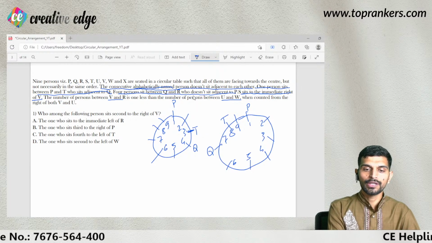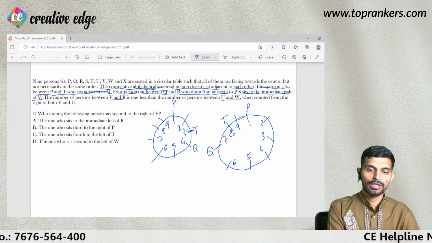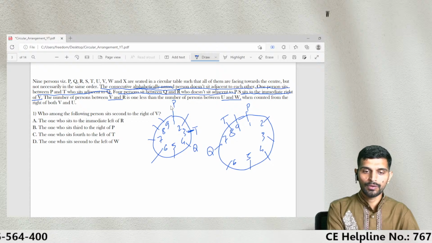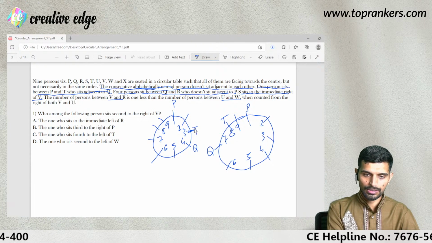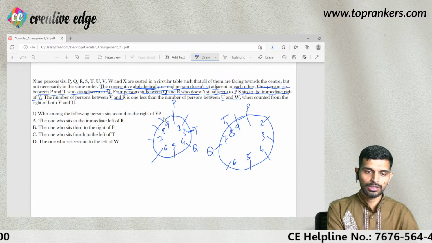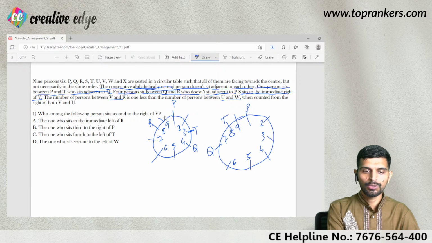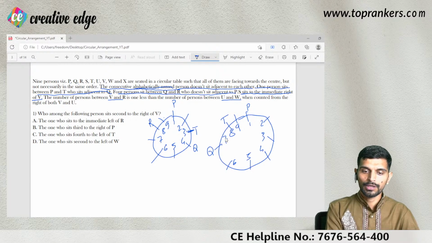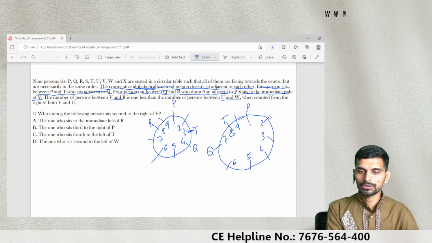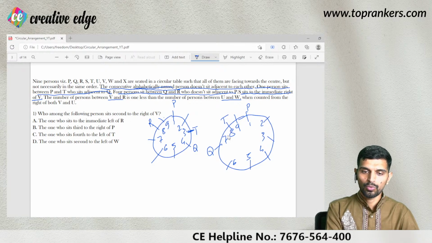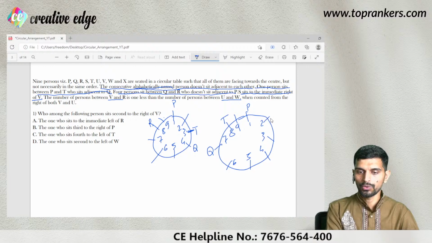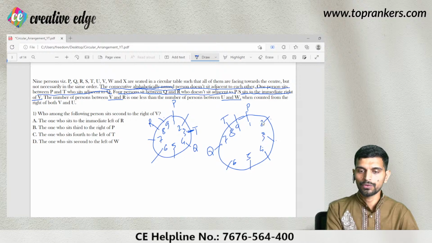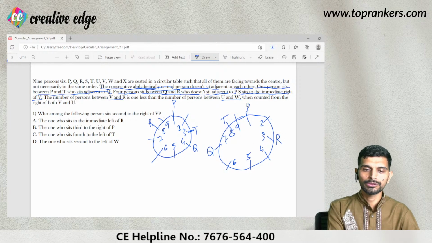Then four persons between Q and R. So one, two, three, four. If I go from here, one, two, three, four, then R will be a neighbor of P. That should not happen, so that should not be the case. One, two, three, four. So I'm counting R towards the right. Then counting left, one, two, three, four, that cannot be the situation. After this, I can have R at the third position. So R here can be on position number 3.